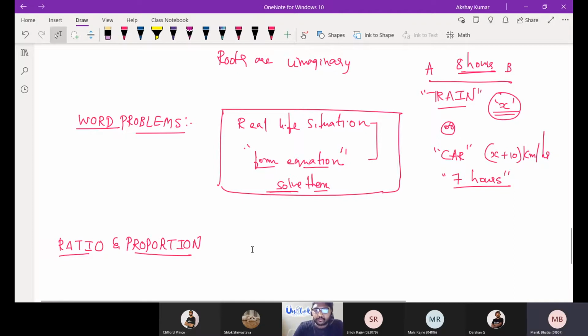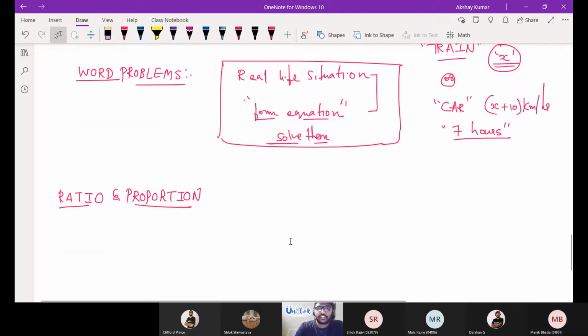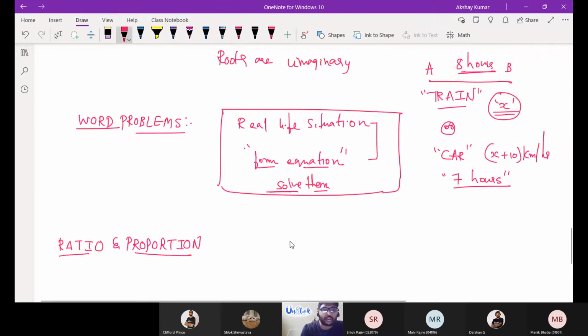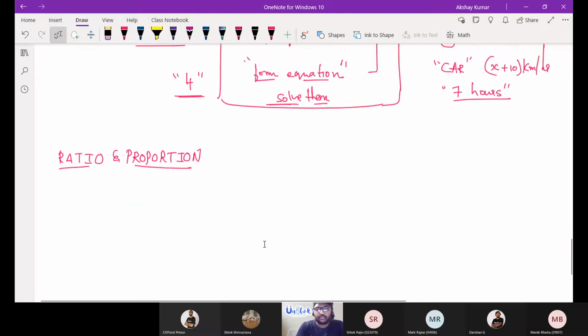Yes, agree. Next is ratio and proportion. Here, you can actually expect one 4-mark problem. Always they'll ask you one 4-mark word problem from quadratic equations. So this is important. Next is ratios and proportion.